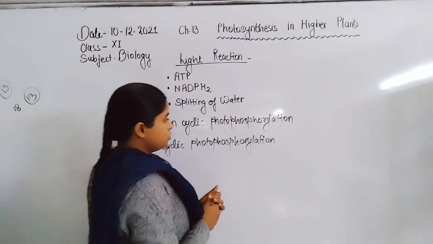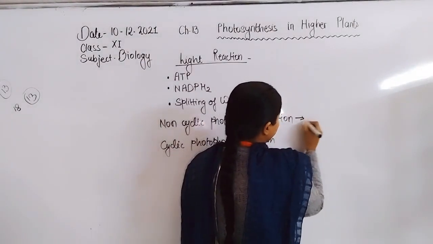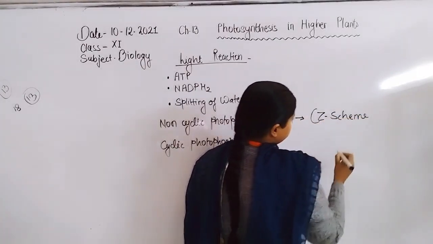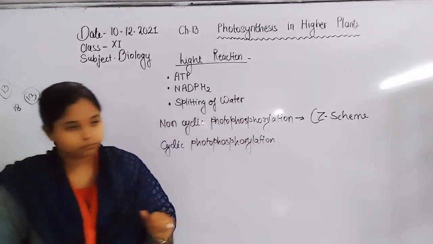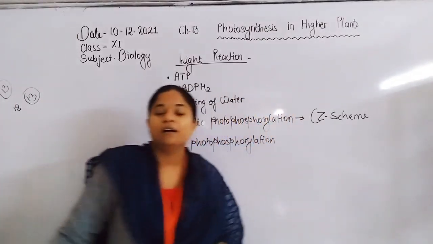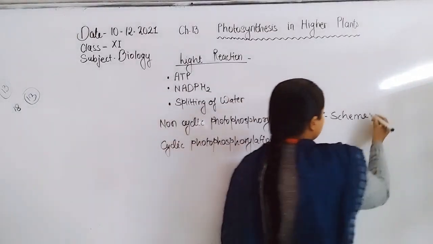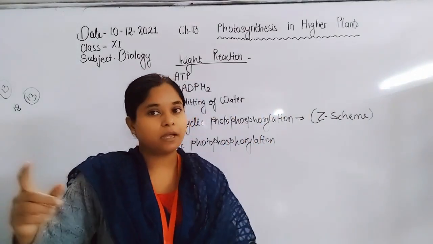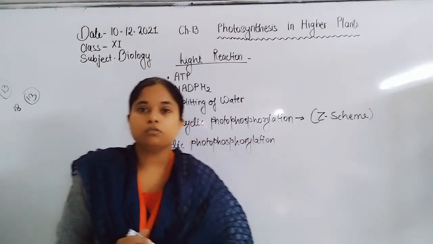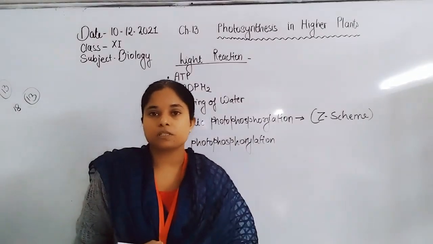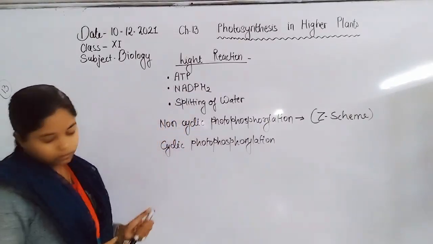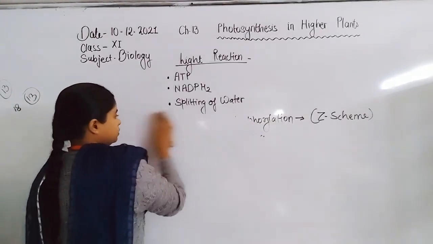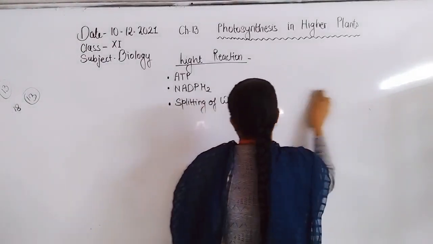Non-cyclic photophosphorylation is known by another name, the Z-scheme. Z-scheme means transfer of electrons in a zigzag manner. That's why non-cyclic photophosphorylation is also known by the name Z-scheme. Now let us discuss the non-cyclic photophosphorylation.